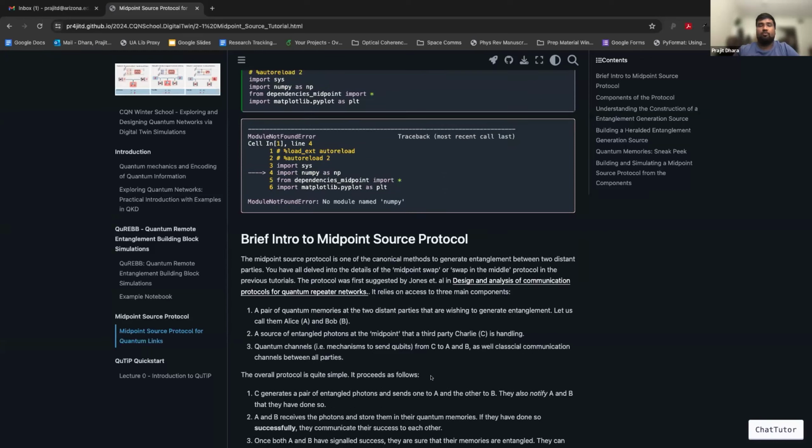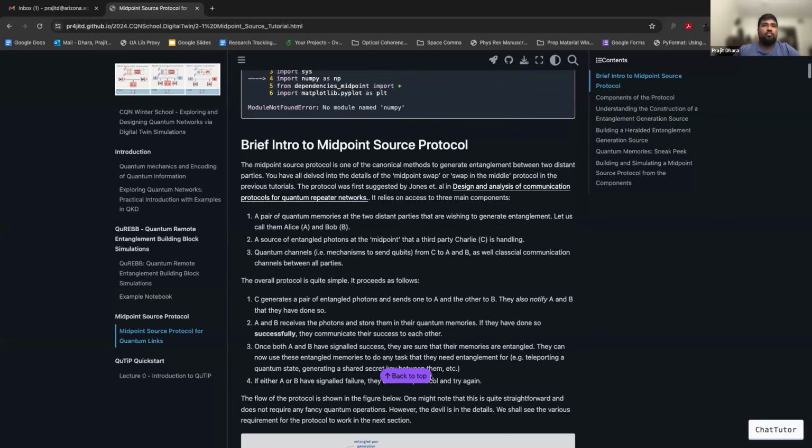In this case, since photons are the best kind of qubits to send over long distances, we need a source of entangled photons at the midpoint with some third party who we shall call Charlie. And of course, Charlie has to send these qubits to Alice and Bob. So implicitly, there's a requirement for quantum channels, as well as Alice and Bob being able to classically communicate the information to each other. The flow of the protocol is quite straightforward.